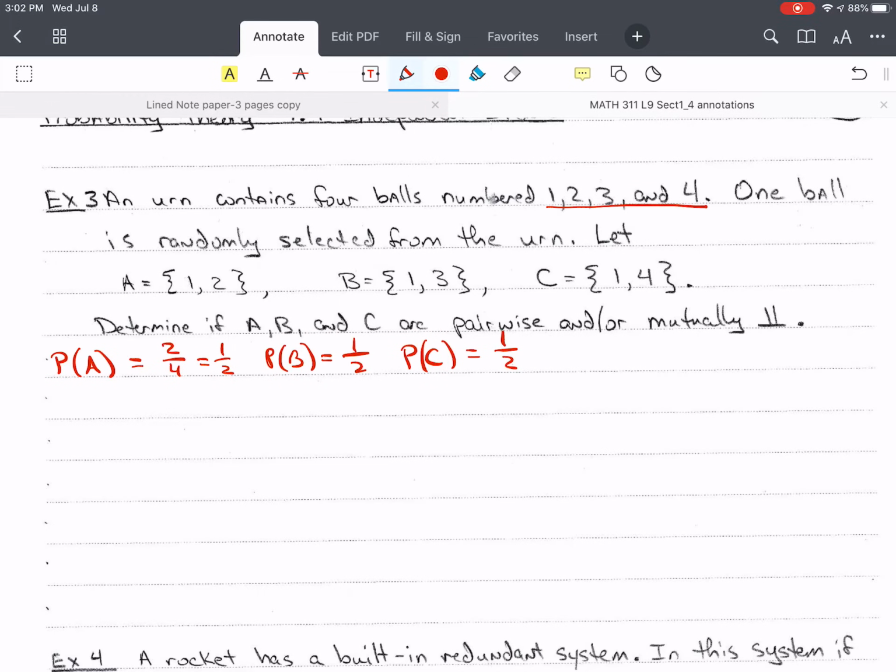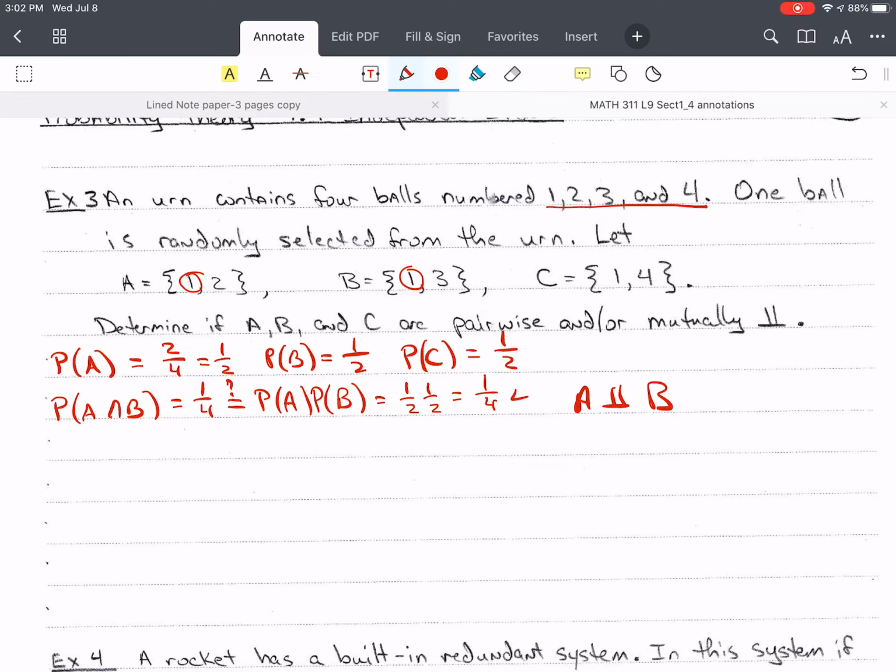So now the probability of A and B, that's the intersection. Notice that A and B both have 1, and that's it. So the probability of A and B is going to be the probability of getting a 1, which is 1/4. Now, is this equal to the probability of A times the probability of B, which would be 1/2 times 1/2, which is 1/4? Yes. So A and B are independent.